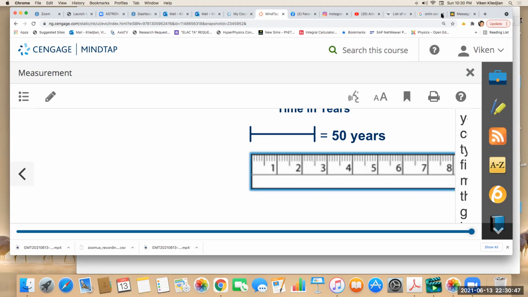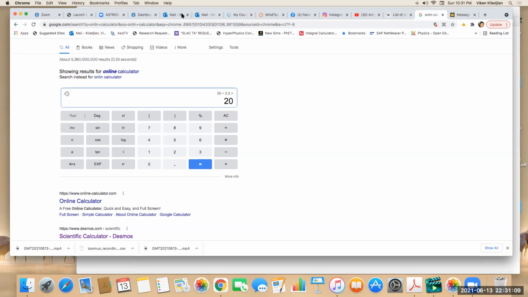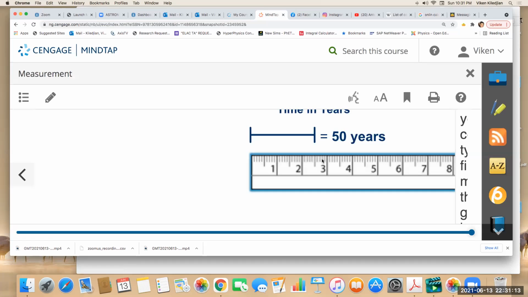Then you can divide 50 divided by 2.5, 20. Oh, okay. So you see, that means 1 centimeter of distance is equal to 20 years. Okay. So now let's go back to there. Where was I? Okay. Now let's zoom out.